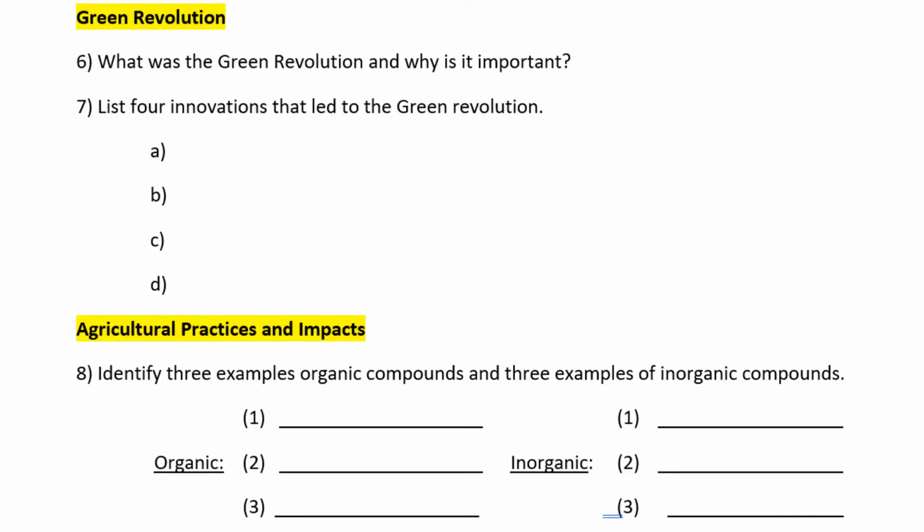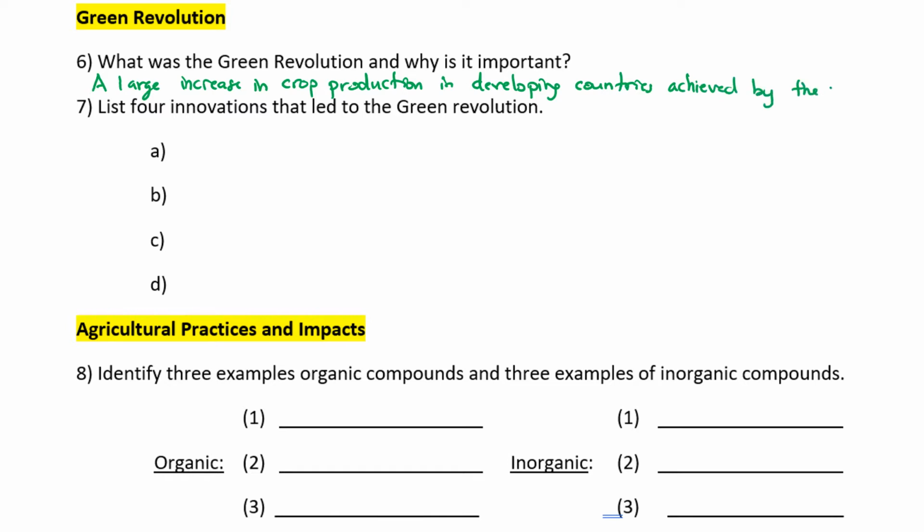What was the Green Revolution and why is it important? It is a large increase in crop production in developing countries, achieved by the use of fertilizers, pesticides, and high yield crop varieties.